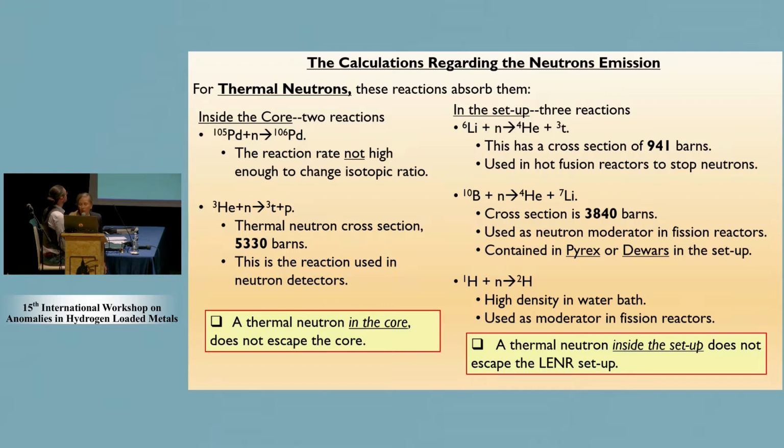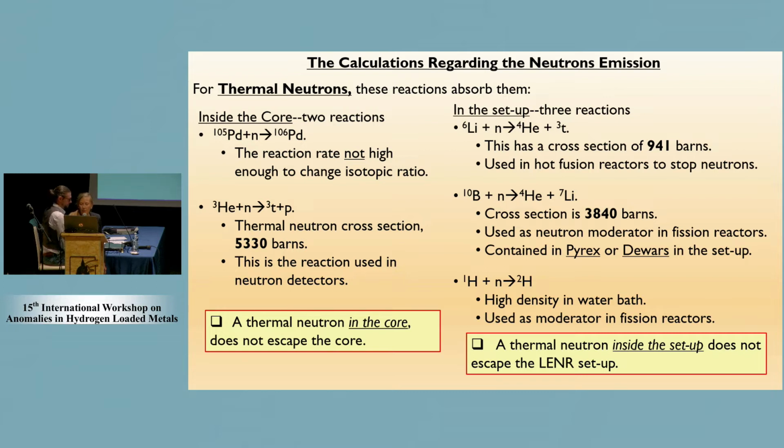For thermal neutrons outside the core, but still in the setup, there are three reactions of importance. This lithium reaction is used in hot fusion reactors to prevent neutrons from escaping due to its large thermal cross-section. And lithium is typically used in an electrolytic LENR setup, and more He4 results from this reaction.